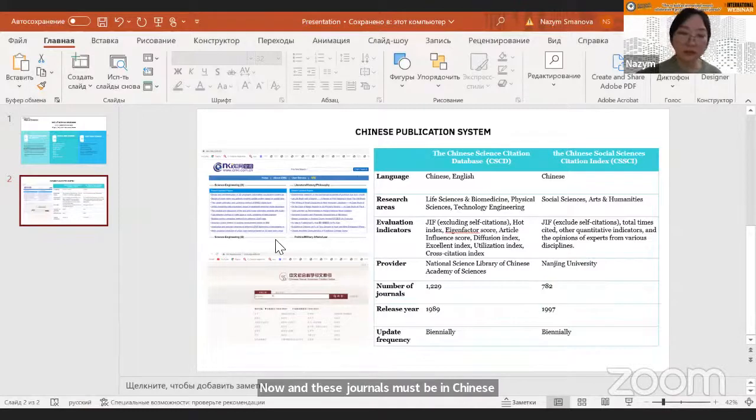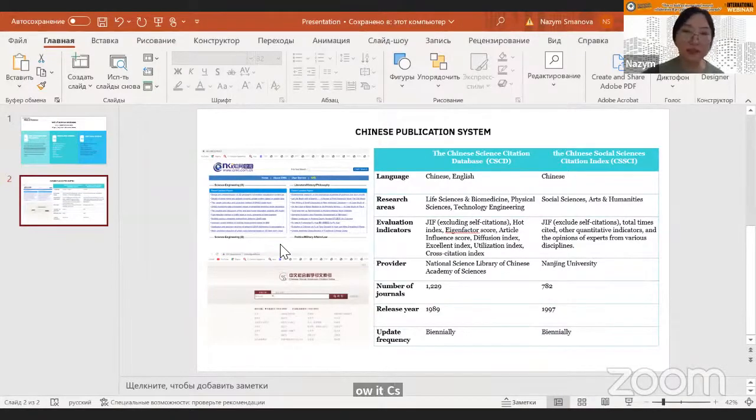Also, these journals are determined according to the 2-year journal impact factor, total times of citation, and other quantitative indicators, and also the opinions of experts from various disciplines. CSSCI serves as a standard of academic performance in China.